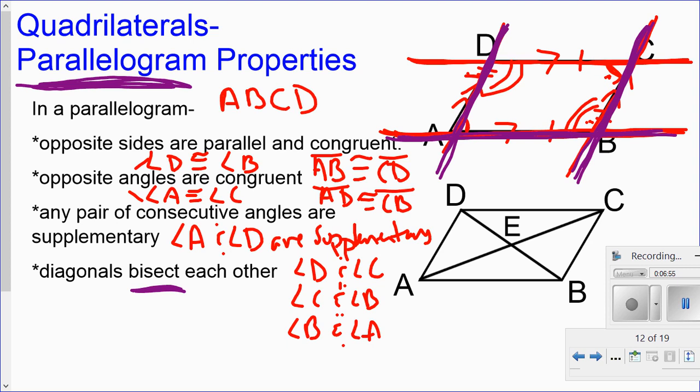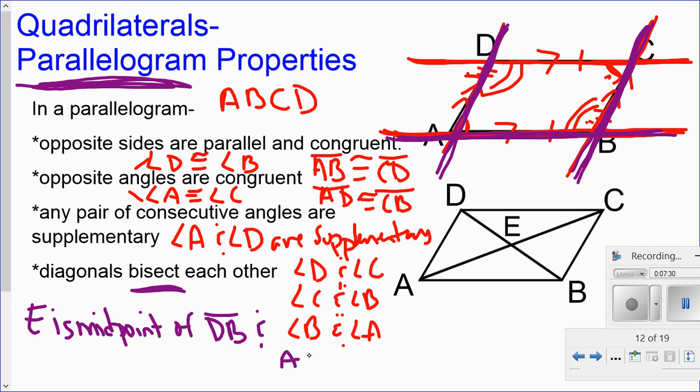Bisect means to cut in half or to go right through the midpoint. So if the diagonals bisect each other, our diagonals here are segment DB and segment AC. If they bisect each other, then that means that point E is the midpoint of each of those diagonals. So E is the midpoint of segment DB and AC.